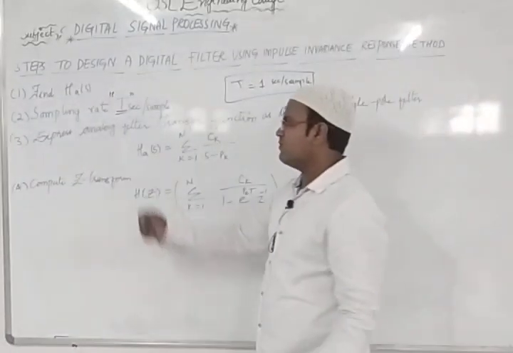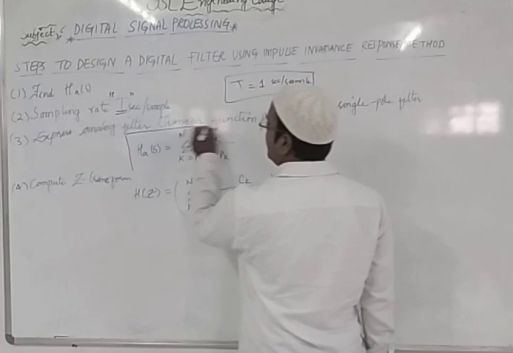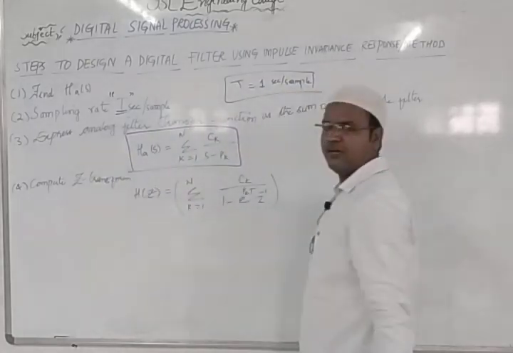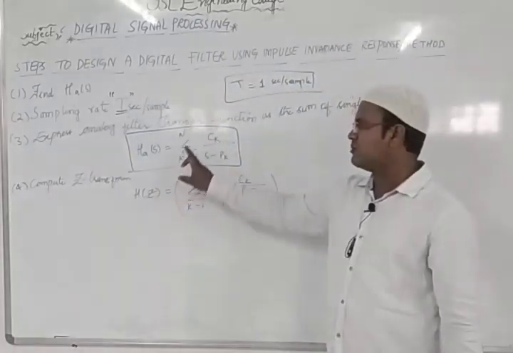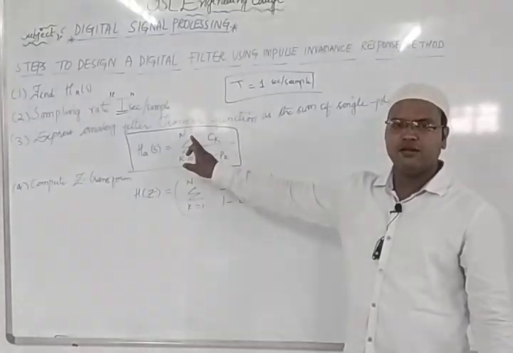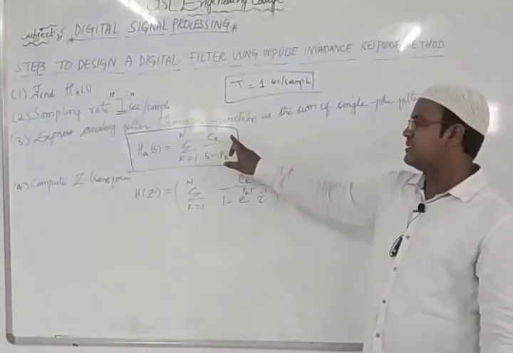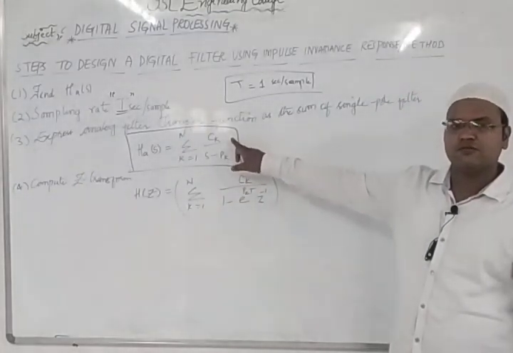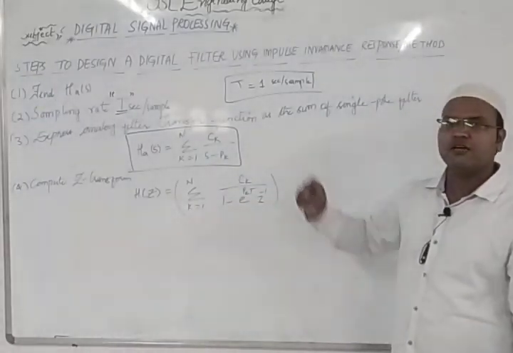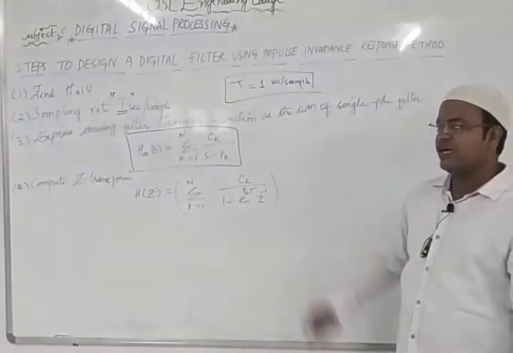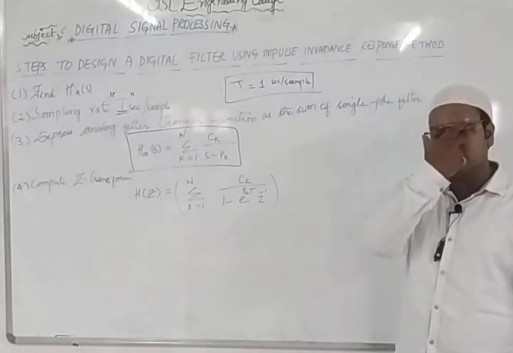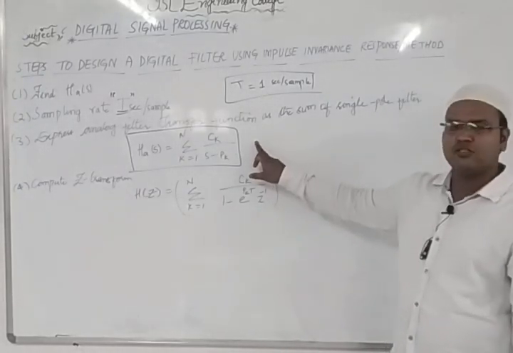Similarly, for solving the analog filter transfer function, we have this formula. H_A(S) equals the summation from k equals 1 to n, for n number of samples, of C_k by (S minus P_k). Here C_k are the coefficients and P_k are the poles. So with the poles and coefficients considered, we find H_A(S).